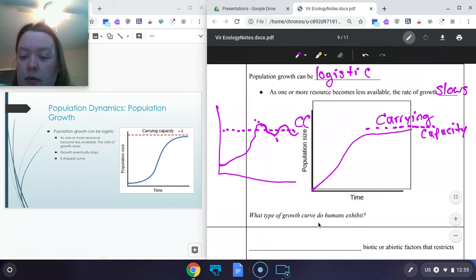What type of growth do humans exhibit? Right now, we are at exponential, but eventually this is going to happen and we are going to reach our carrying capacity because something is going to limit our population. So I'm not going to write anything in that box, and you can explain that. I don't think I have enough room there for me and my computer to write that answer. So again, right now we are exhibiting exponential growth, but eventually we are going to start to level off at carrying capacity as well.